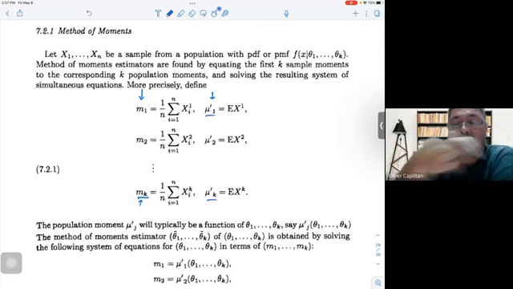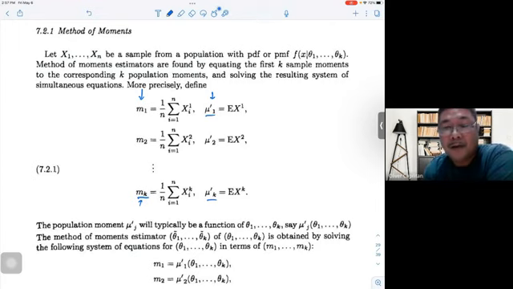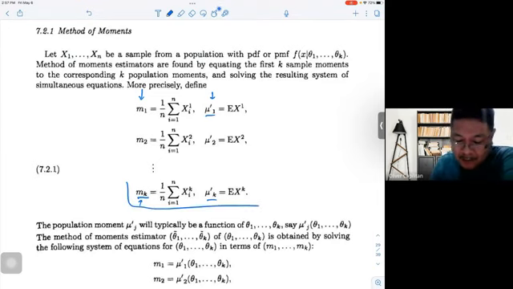And we have here the corresponding equations for the sample moments and the population moments. This is what we will use in general.